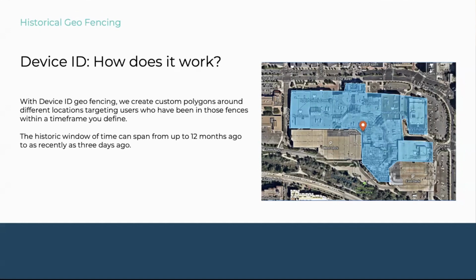And then what we do is after we've drawn those polygons, we set a historic window of time. It can go up to a year, and we can get the data for people that entered that location in the set window of time. So if you're doing competitor conquesting, it might be relevant to go back a full year. A lot of times what we'll do for clients is we'll geofence conferences or things like that, where it's a small window of time, but a high density of in-market people.